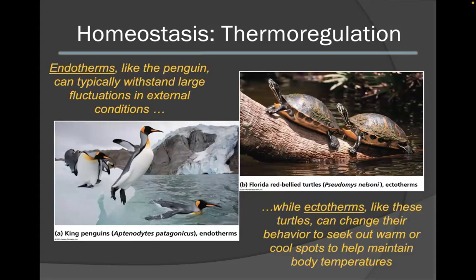Endotherms, like the penguin seen here, can typically withstand large fluctuations in their external conditions. This is because they maintain homeostasis internally. However, ectotherms, like the turtle, can change their behavior in order to seek out warmer or cool spots to help maintain their body temperature.